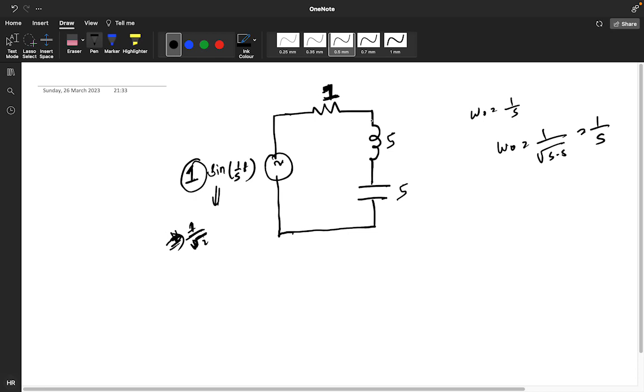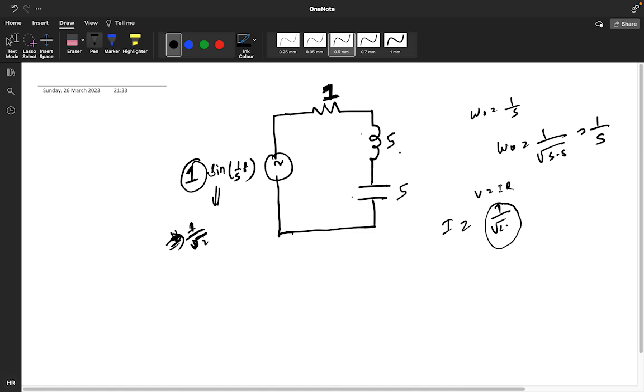And this cancels out, so for current, V is equal to IR. So how much current will you get? 1 by root 2 divided by R, because both cancel out. So you will get 1 by root 2 current. 1 by root 2. Okay.